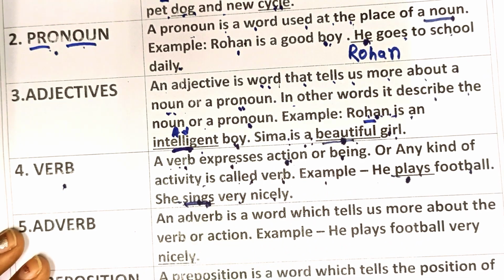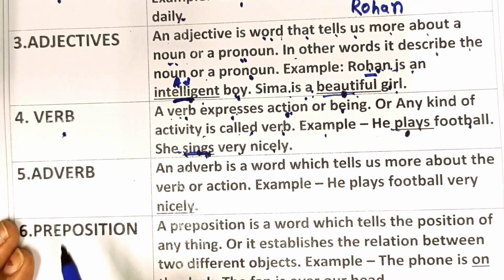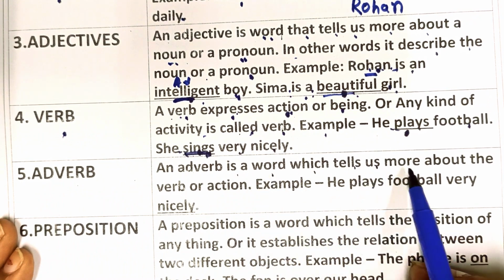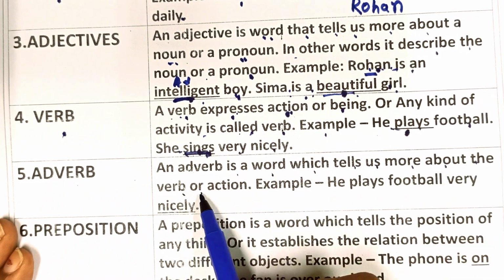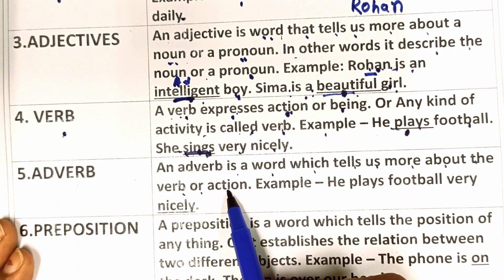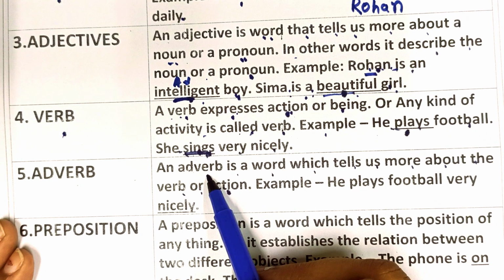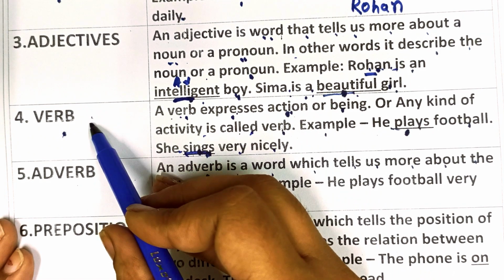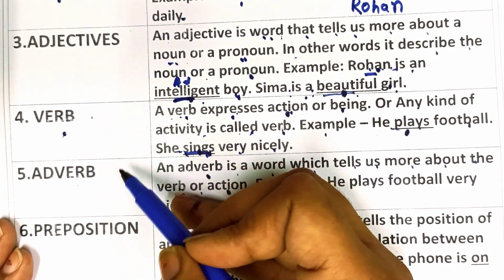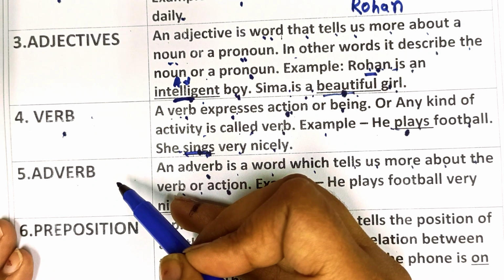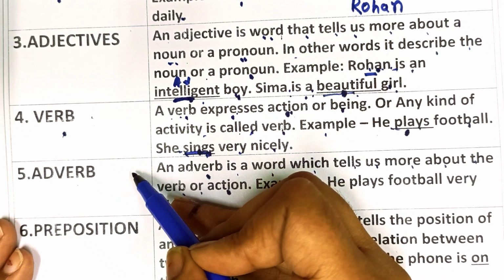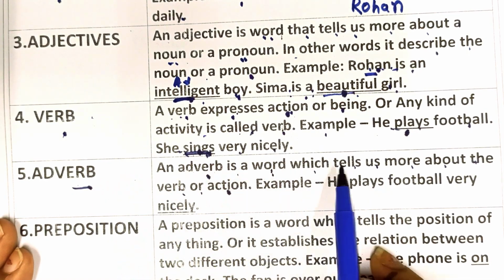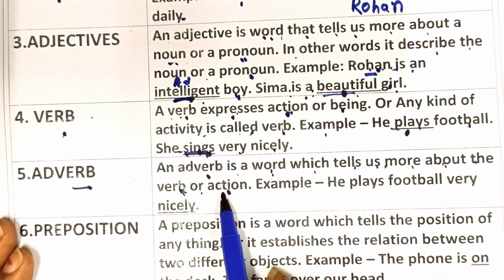Now next one is our adverb. An adverb is a word which tells us more about the verb or action. You have done an action, that is your verb, but how you have done that action, when you have completed it, in which manner you have done that particular work, all these details are given with the help of an adverb. Clear?